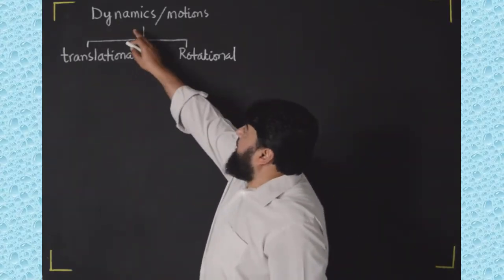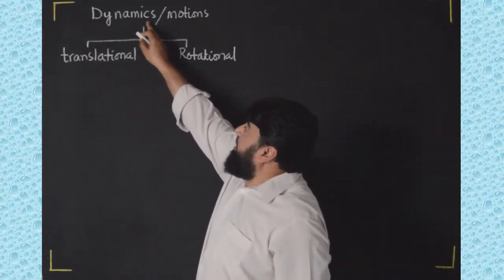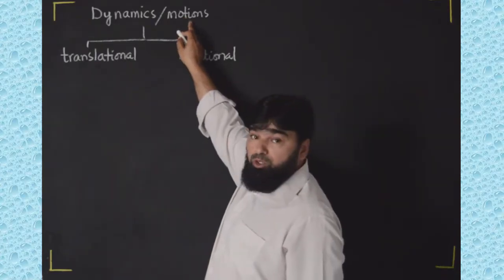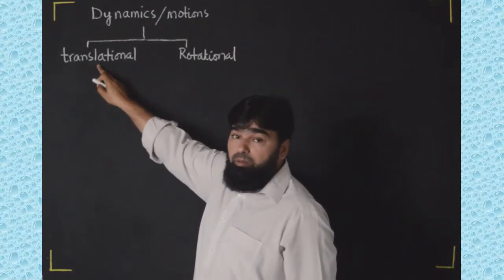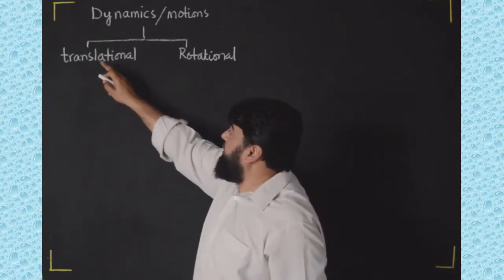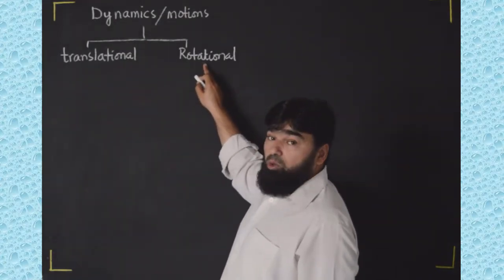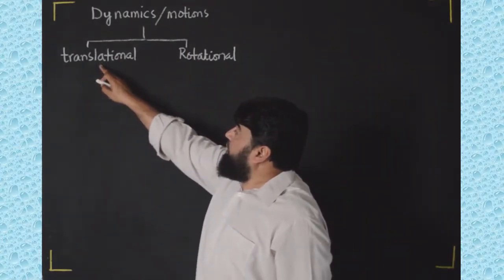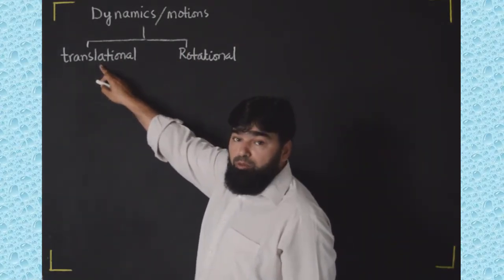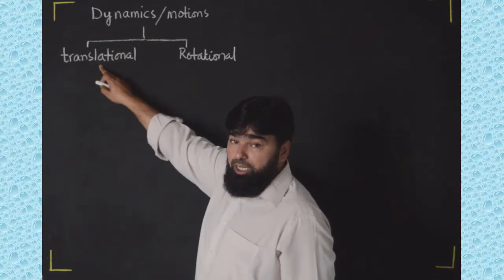In this video, we will talk about the dynamics, which we call motions as well. We know that there are two types of dynamics. One is translational dynamics and the other is rotational dynamics. Sometimes a motion is only linear motion, which we call translation.